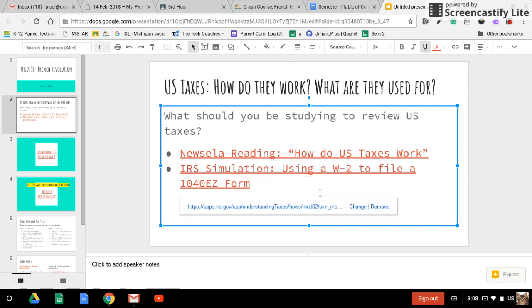Second thing you should study is that IRS simulation. So that was that activity that we did that looked at how do you use the W-2, which is the form that your employer gives you with how much money you made that year. How do you use that form to fill out the 1040 EZ form, which is the form you're going to send into the government. So if you are unclear of how to fill out that form, I would go through that simulation again a couple times because you will need to know how to fill out that 1040 EZ form for the test. All right.